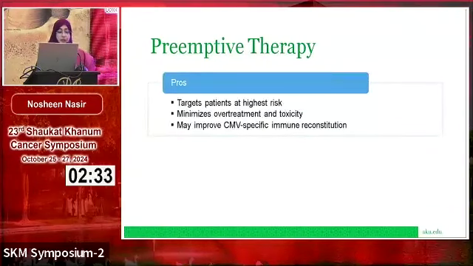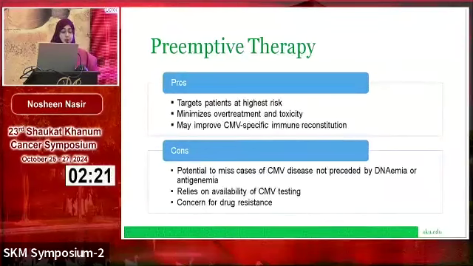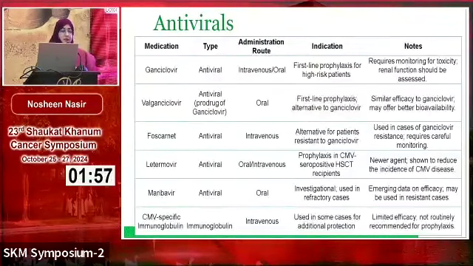For preemptive therapy, it targets patients who are at the highest risk. It minimizes overtreatment and toxicity, and it actually may improve the CMV specific immune reconstitution. Whereas it has a potential to miss the disease which is not preceded by viremia or antigenemia, and it relies heavily on the availability of CMV testing. And there is a concern for drug resistance because there is a possibility of high viral replication and suboptimal drug exposure to the virus.